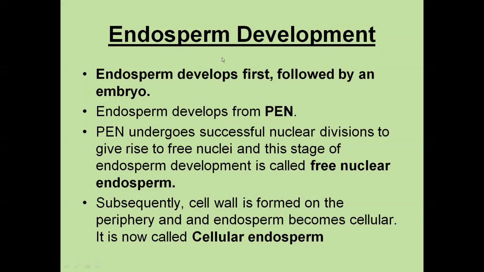Now, first of all, we have to understand the endosperm development. This is very important, followed by embryo formation. It develops from PEN, that is primary endosperm nucleus. PEN undergoes successive nuclear divisions to give rise to free nuclei, and this stage of endosperm development is called free nuclear endosperm, because there is no cell wall formation till this stage. Later the cell wall formation takes place from the periphery towards the center, and formation of cellular endosperm is achieved thereafter.